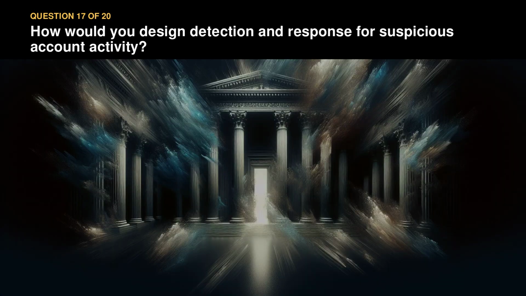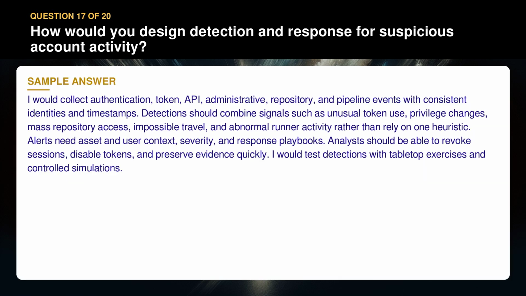Question 17. How would you design detection and response for suspicious account activity? I would collect authentication, token, API, administrative, repository, and pipeline events with consistent identities and timestamps. Detections should combine signals such as unusual token use, privilege changes, mass repository access, impossible travel, and abnormal runner activity rather than rely on one heuristic.